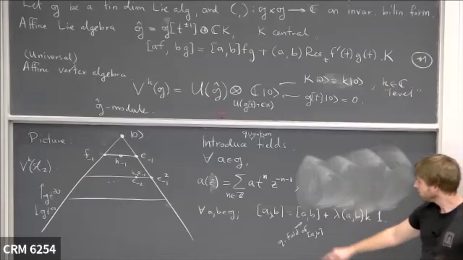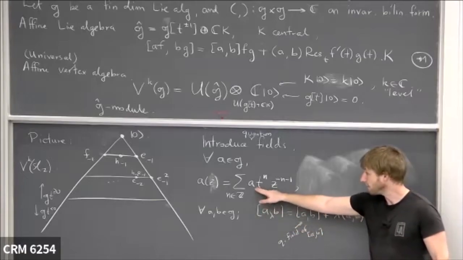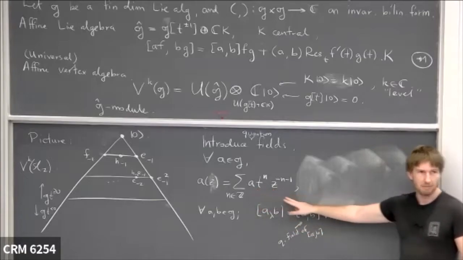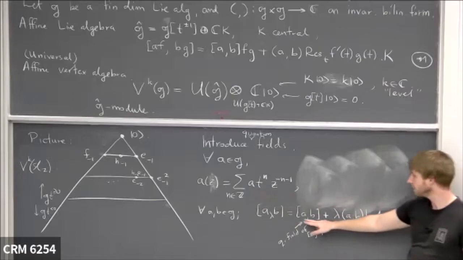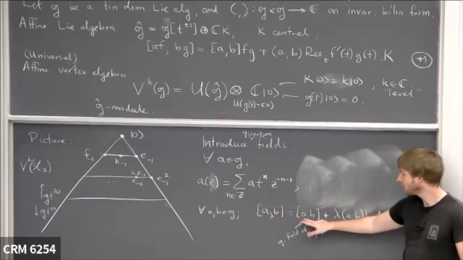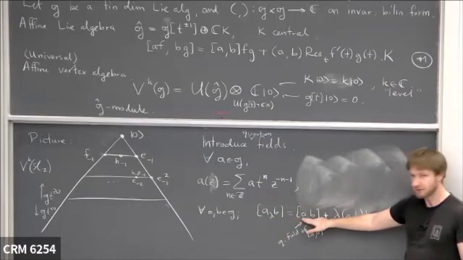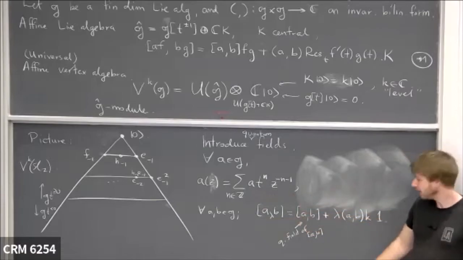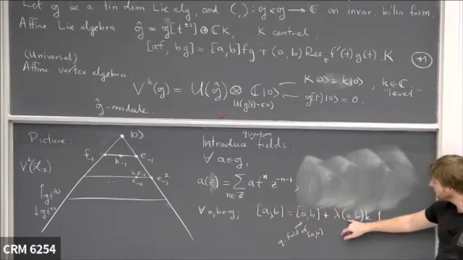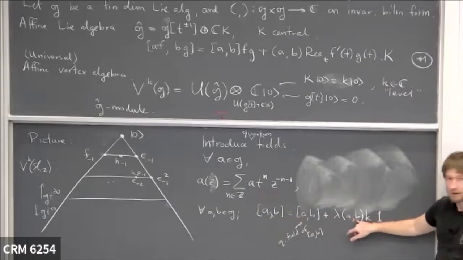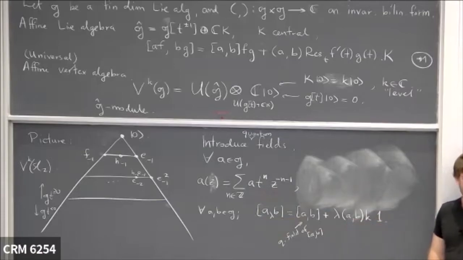But yeah, so it turns out that these fields are mutually local, and they have a lambda bracket expansion given by exactly this. So the lambda bracket of two fields is the field associated to the bracket of elements in the Lie algebra, plus this additional term, which involves this bilinear form, okay?